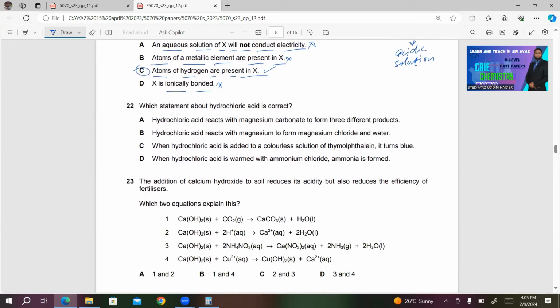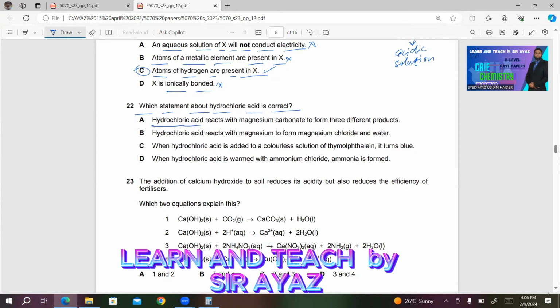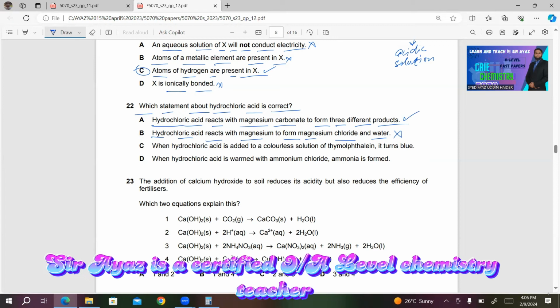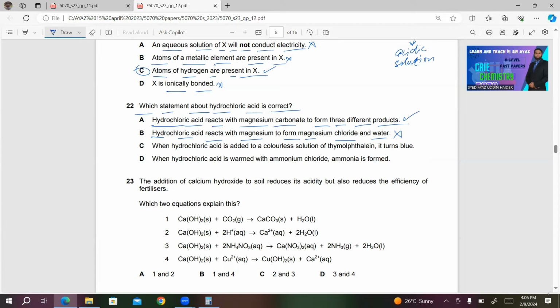Question number 22. Which statement about hydrochloric acid is correct? A. Hydrochloric acid reacts with magnesium carbonate to form 3 different products. This statement is correct. I'm reading the other statements. B. Hydrochloric acid reacts with magnesium to form magnesium chloride and water. This is wrong. The reason is that when you react a metal with an acid, you will get salt and hydrogen gas, not water. Here magnesium is the metal and the acid is hydrochloric acid. The salt is magnesium chloride and you will not get water in this case.